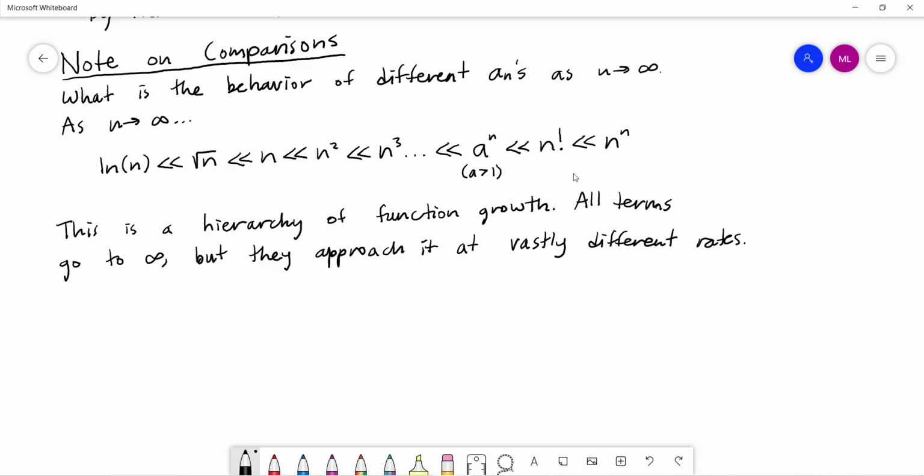And so I would honestly recommend getting this down. Make sure that you have this more or less memorized. And just as a note, again, when you see that symbol, it means much, much less than. So basically, we're talking about orders of magnitude.